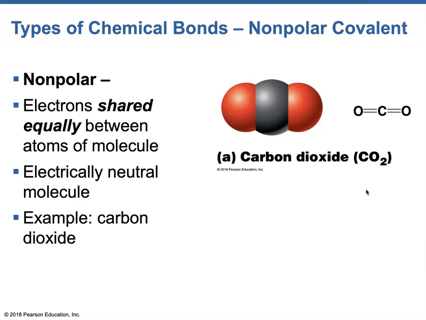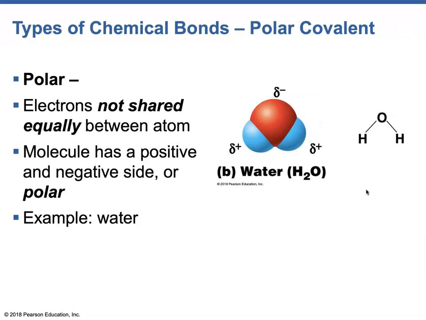When you hear the word polar, what I want you to remember is that now there's some tugging, some giving up and taking within the relationship itself. So what that looks like is this. So here you have oxygen, and then we have hydrogen. Remember that hydrogen has 1 electron.